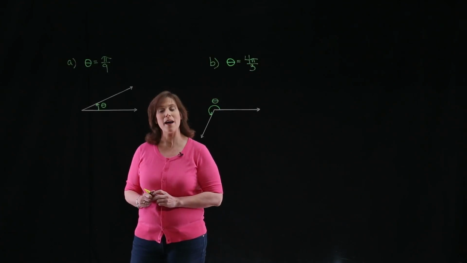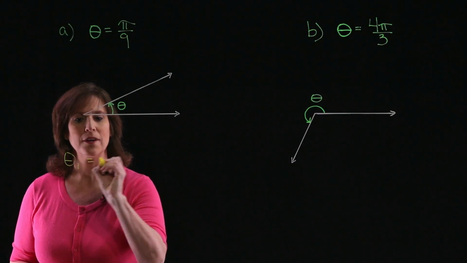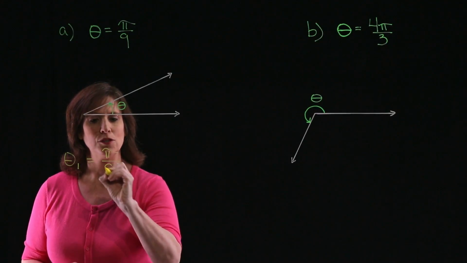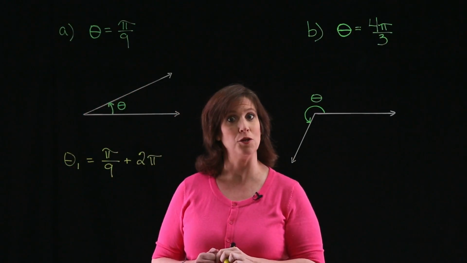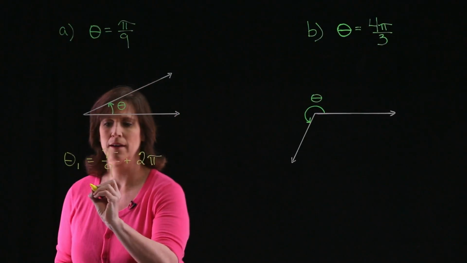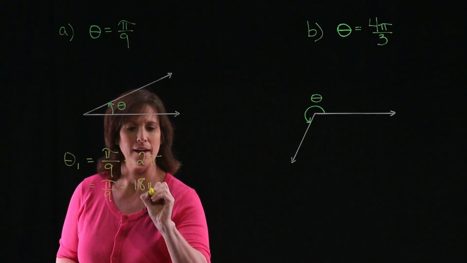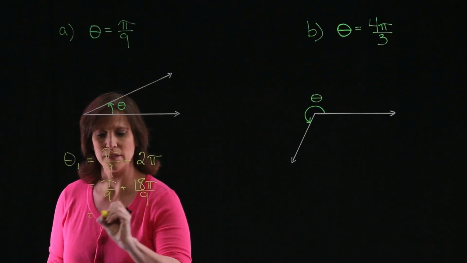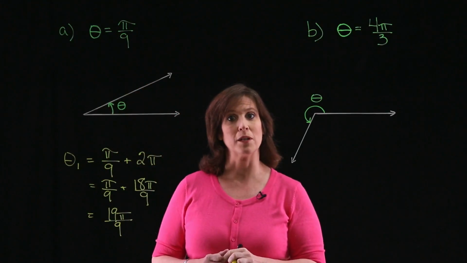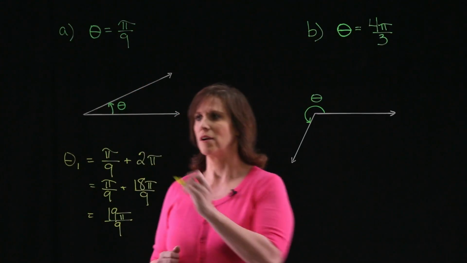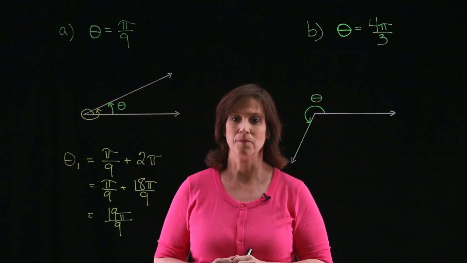I begin with the angle pi over 9. If I look at a coterminal angle that is created by adding 2 pi, I'm going to have pi over 9 plus 2 pi. We'll get a common denominator, and that's going to be 18 pi over 9, and that gives me 19 pi over 9 for a coterminal angle. Now, what does that look like on my picture? Well, I do a complete revolution and come right back to my angle.